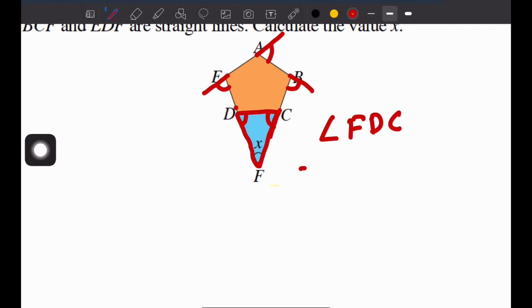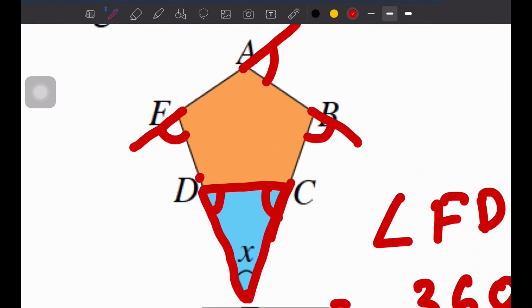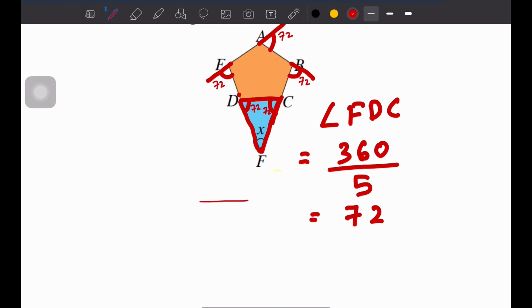Okay, so 360 divided by, so pentagon ada 5 sides kan, so divide by 5, so you will get 72. Okay, so it means setiap sudut ini adalah 72, 72, 72, 72, 72. Okay, so saya lukis balik. So over here you have 72, this is 72, and this one is x.